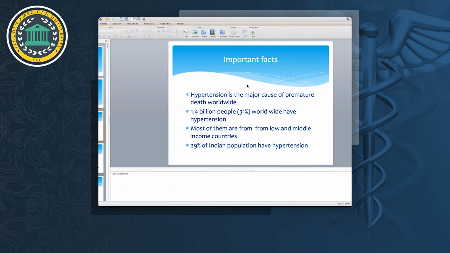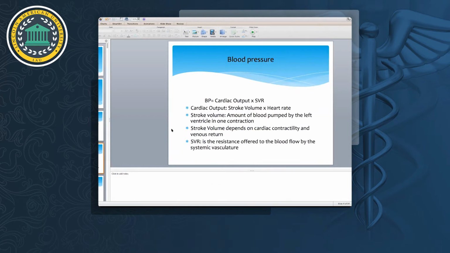Cardiac output into heart rate. Okay, that's great. Cardiac output into heart rate. So if you see the slide, stroke volume times heart rate gives you cardiac output. So my question was, what is stroke volume? The amount of blood that is ejected after one contraction is the stroke volume.